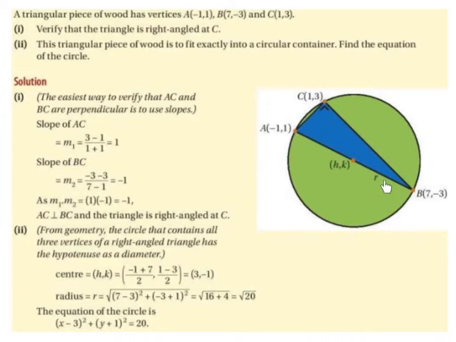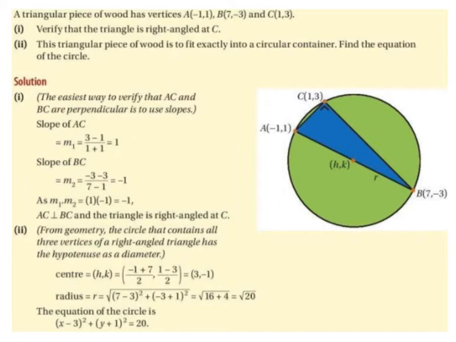So since we know the two endpoints of the diameter, we can find the midpoint between them, which will be the center of the circle, and then with that we can find the distance between the center and one of the points on the circle, which will give us the radius. And using the center and the radius of the circle, we can then find the equation of the circle. So from geometry, the circle that contains all three vertices of a right angled triangle has the hypotenuse as a diameter. So the hypotenuse of a right angled triangle must be the diameter.